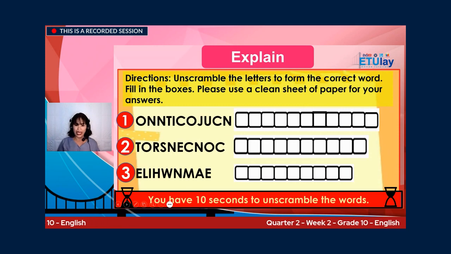What about number 2? Please write. It's TORSNECNOC. Number 2, TORSNECNOC. For number 3, unscramble these letters. For number 3, it's ELIHWNMAE. Let me repeat that. ELIHWNMAE. I'll give you 10 seconds.